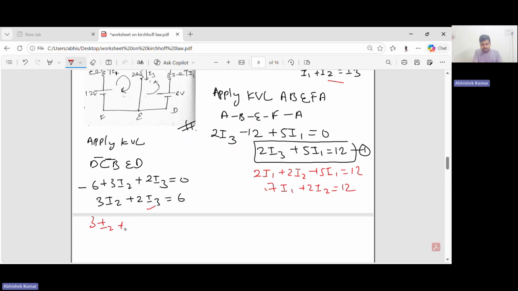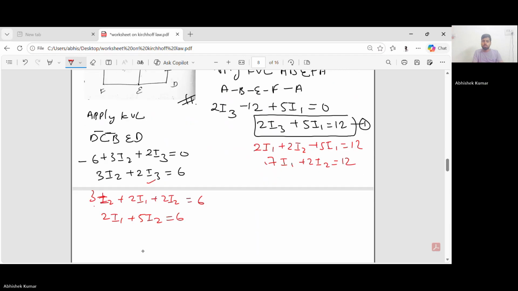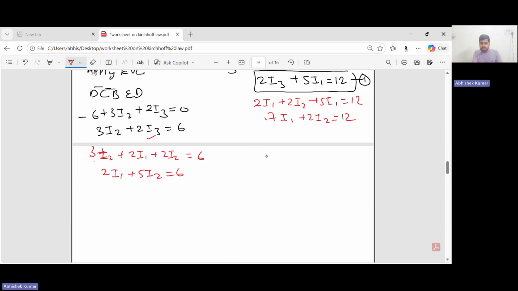3I2. The same thing, you will get 2I1 plus 2I2 is equal to 6. So what did you get from here? Here you got 2I1 and 3I2 plus 2I2, 5I2. It means 2I1 plus 5I2 is equal to 6. So we got two equations. Now put the value and you get the answer: 7I1 plus 2I2 is equal to 12, and 2I1 plus 5I2 is equal to 6.